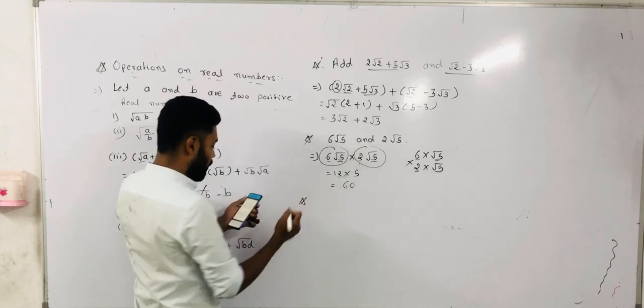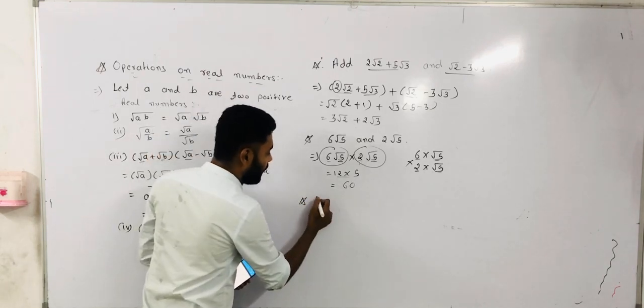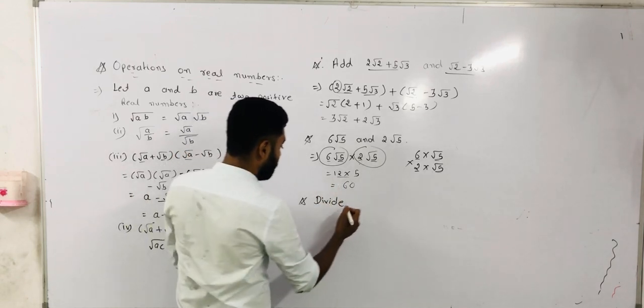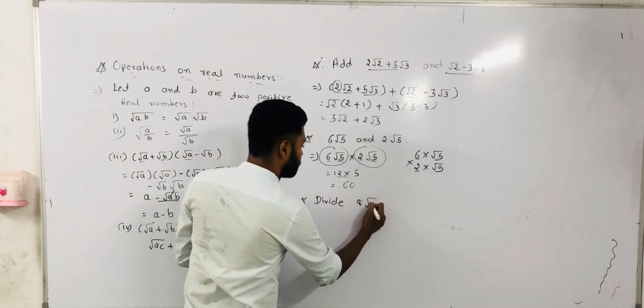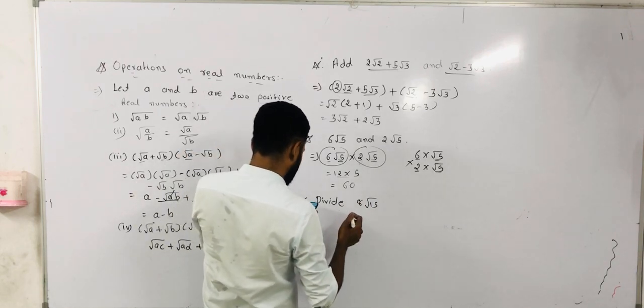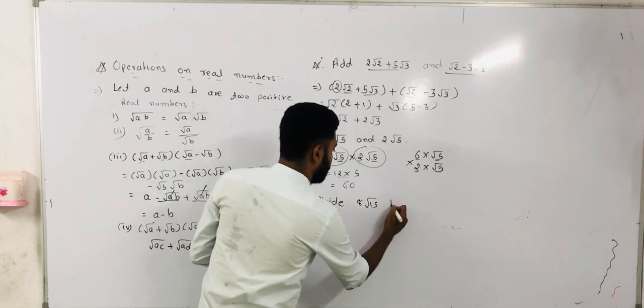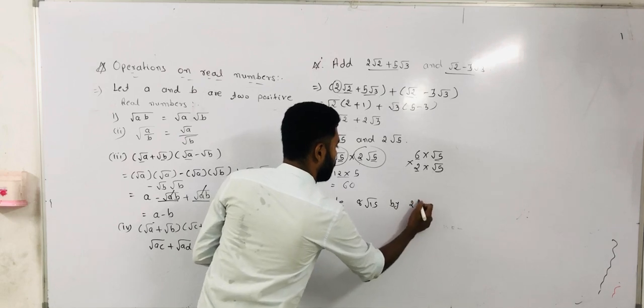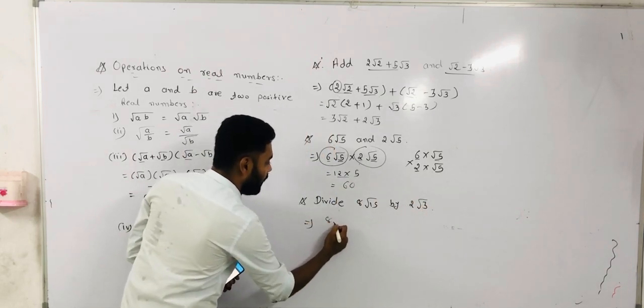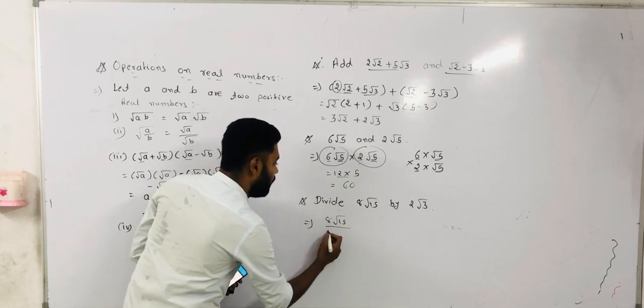Same way, if you are given division, then divide 8 root 15 by 2 root 3. So divide 8 root 15 divided by 2 root 3.